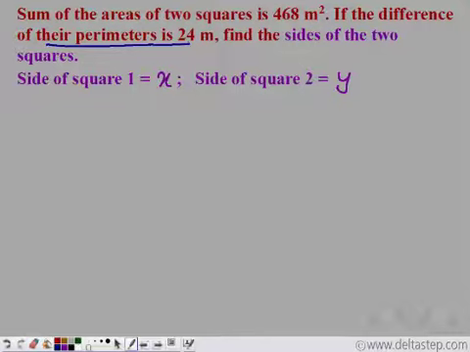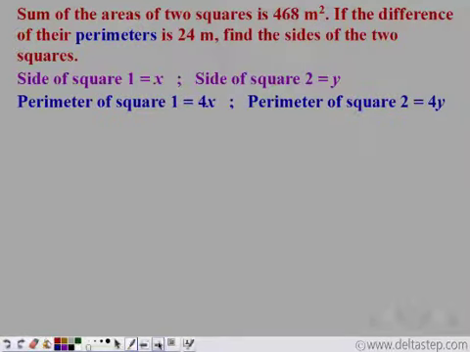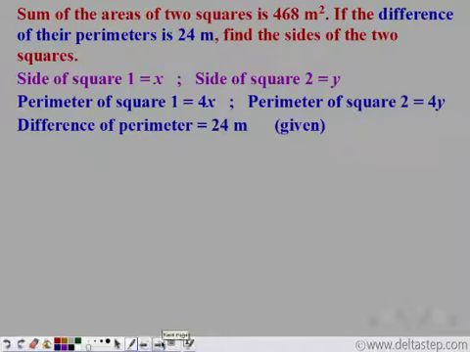So the perimeter of square 1 will be 4 into x, that is 4x. Perimeter of square 2 will be 4 into y, that is 4y. So these are the perimeters of these two squares, 4x and 4y. And it is given that the difference of their perimeters is 24 meter.